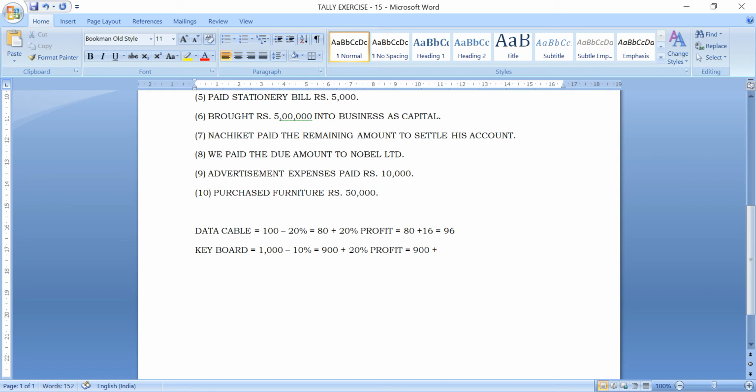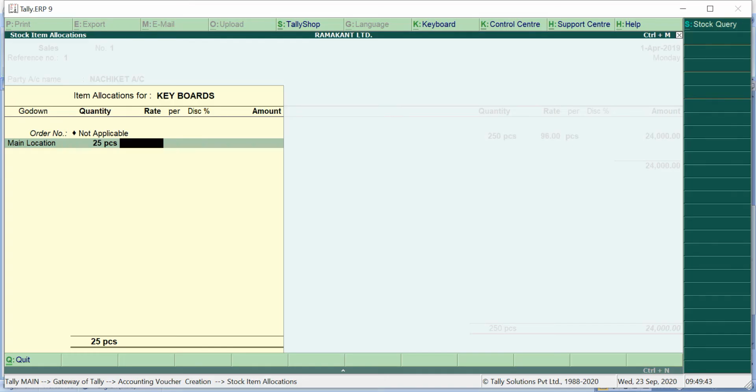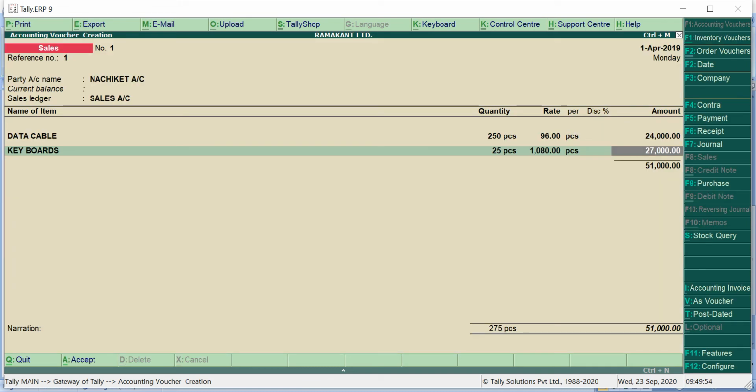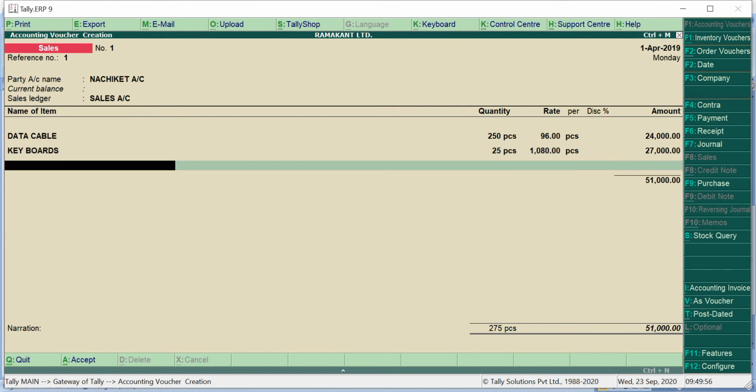You will have to sit with a calculator: 900 plus 20%. 900 and 20% will amount to 180. So 900 plus 180, we are selling it for 1080. 1080 is the price per keyboard. So we enter 1080 rupees here. No discount. Done.